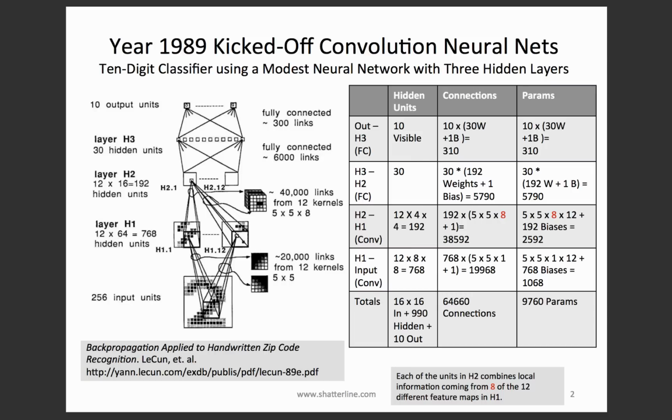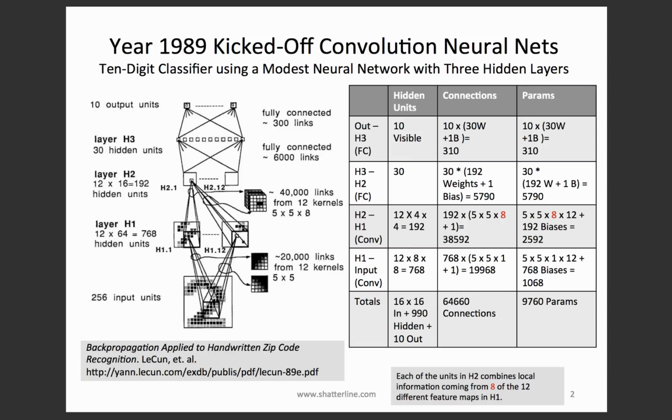Let's compute the total number of connections. This equals the number of hidden units H1, which is 768, times the number of channels, in this case one grayscale channel, times the kernel size, which is 25, plus a bias term for each of the 768 hidden units. Let's also compute the total number of parameters. Since this is a convolutional layer and we share the weights applied to each image batch, the total number of parameters is the channel size times the kernel size times the number of feature maps, in this case 12, plus the 768 bias terms for each of the hidden units.